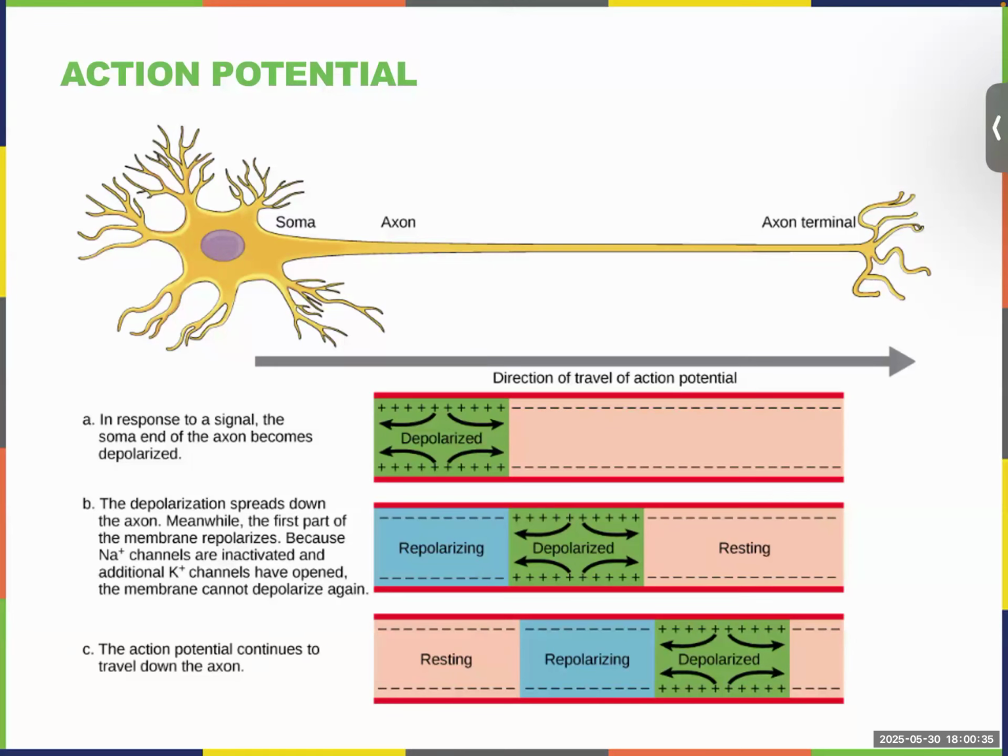So as mentioned in B, the depolarization, where the charge has flipped across the membrane, spreads down the axon. Meanwhile, the first part of the membrane repolarizes. And why? Because the sodium channels are inactivated and additional potassium channels have opened, the membrane cannot depolarize again. Okay, and that's to make sure we're not continually feeling that sensation.